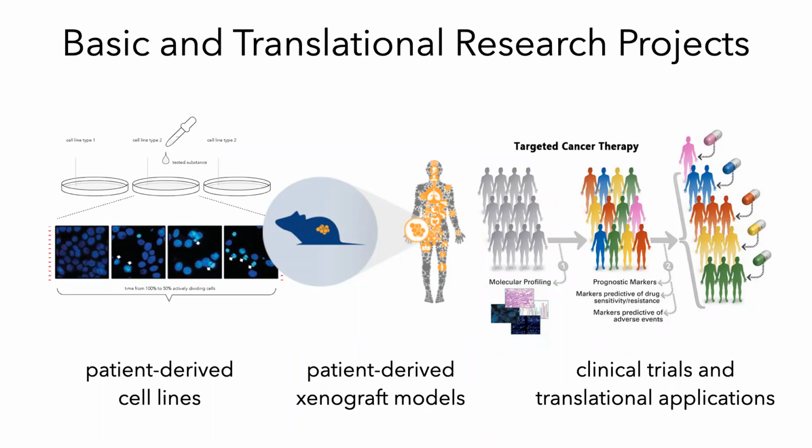We'll take the data and we'll also discuss how to find such data on repositories like NCBI and look at them in the context of different types of applications. For example, for cancer, we'll talk about patient-derived cell lines, patient-derived xenograft models, and clinical trials and translational applications in repositories like the Cancer Genome Atlas, or TCGA.